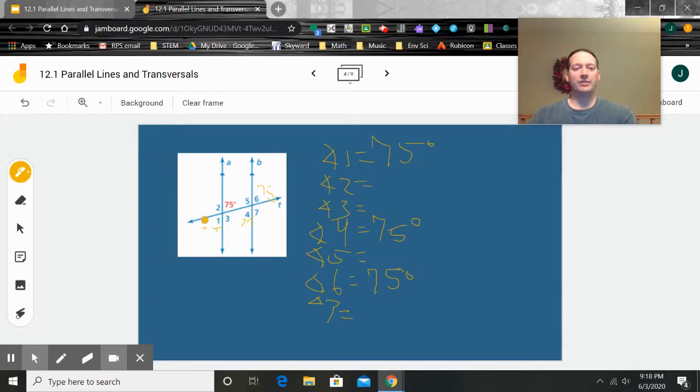Now we can pick any one of these angles. We can pick 2, we can pick 3. Doesn't matter. I'll just pick 2 right now, make my life easy. We know that 75 plus 2 has to equal 180. So angle 2 is 180 minus 75, or 105 degrees. Well, 2 and 3 are vertical of one another, so that happens to be 105 degrees. 5 is corresponding to 2, so that's 105 degrees. And 7 is vertical with 5, so that has to be 105 degrees.